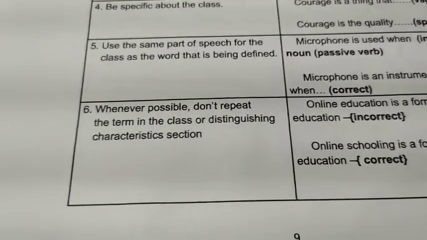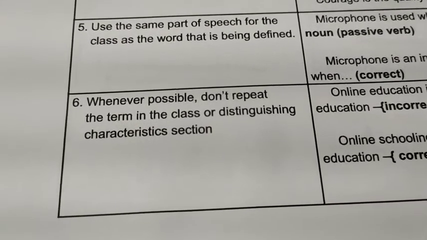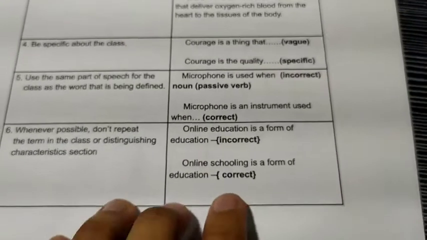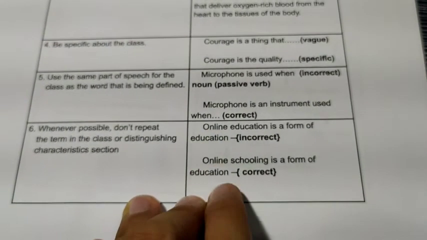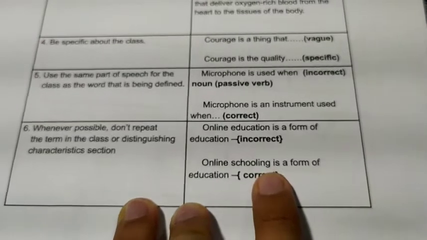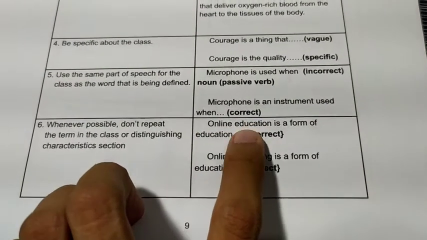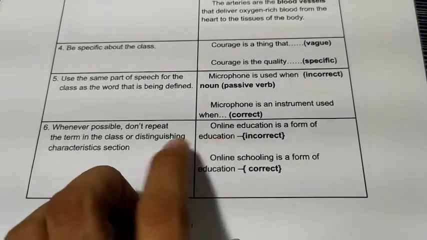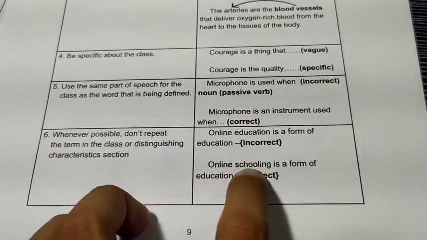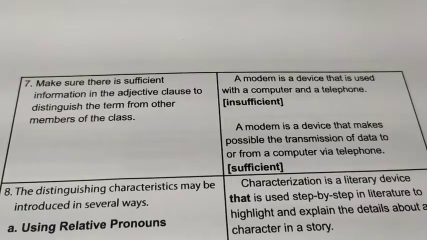Then, whenever possible, don't repeat the term in the class or distinguishing characteristic sections. For example, online education is a form of education. Online schooling is a form of education. Meaning, there is redundancy. You have education here, then you have education again. Then you can use other terms which are very related to avoid redundancy.